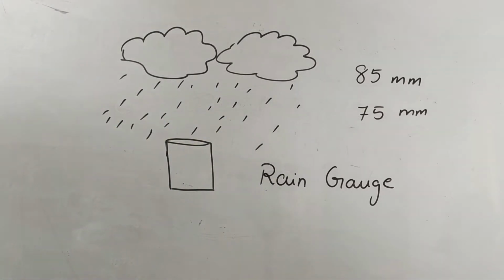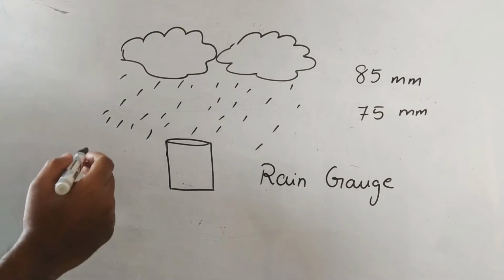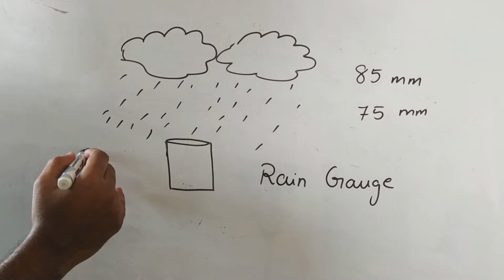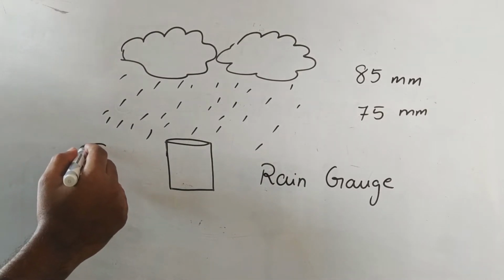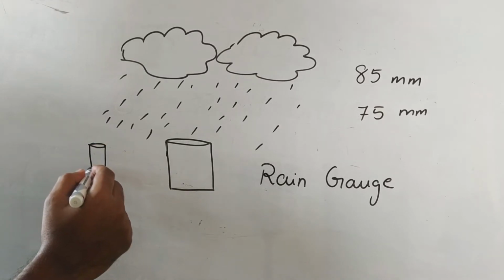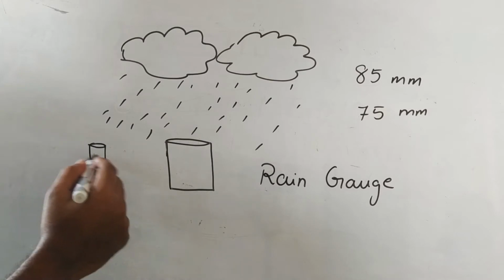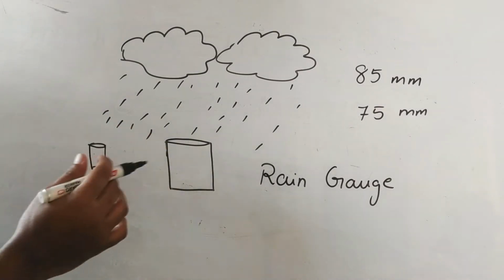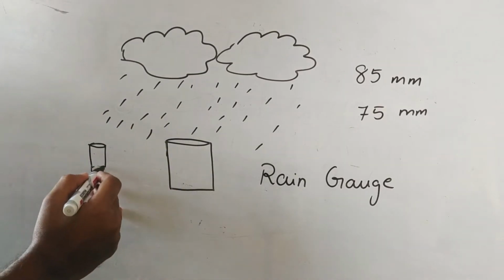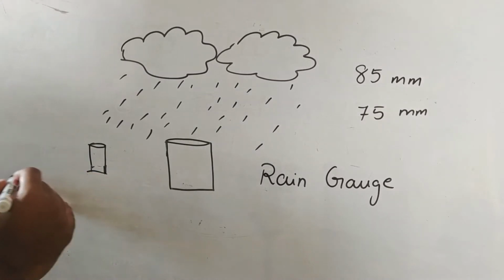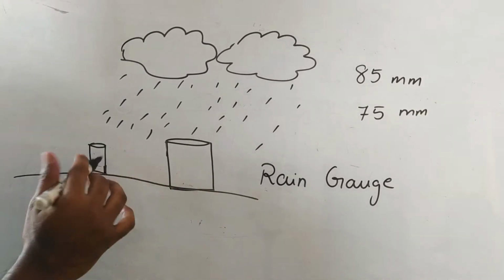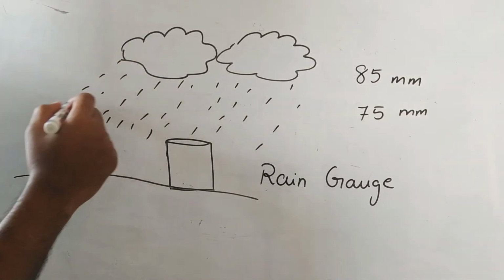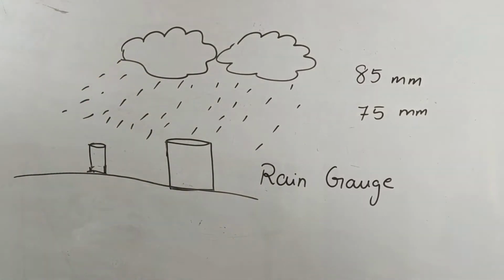But then I thought, can't I take a container which has a smaller opening, but the base is same as that opening and the sides are also straight? Can I take this container and measure the rain? So if I keep these both outside, let's say it is raining, and if I keep these both outside on the ground, I want you guys to think, what will happen?